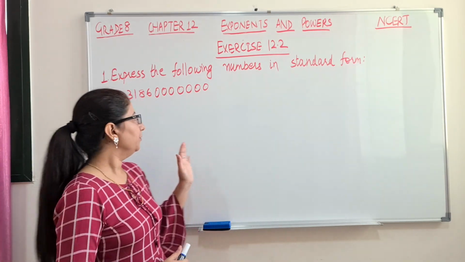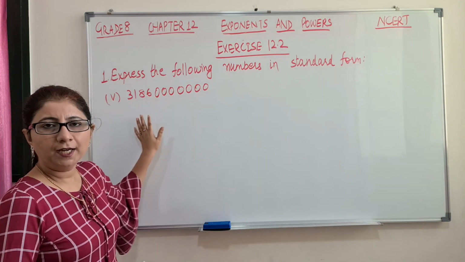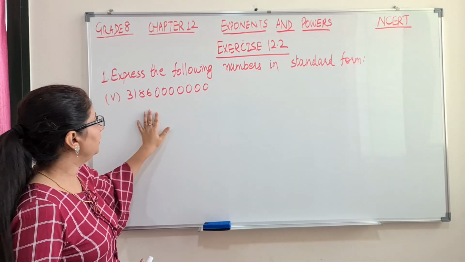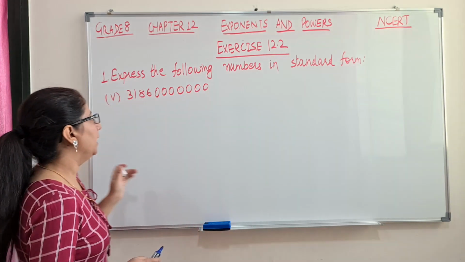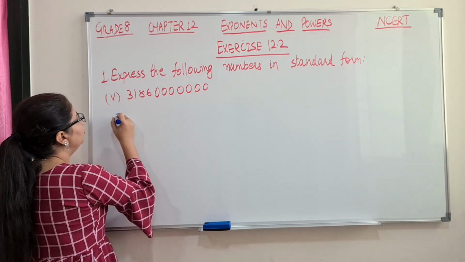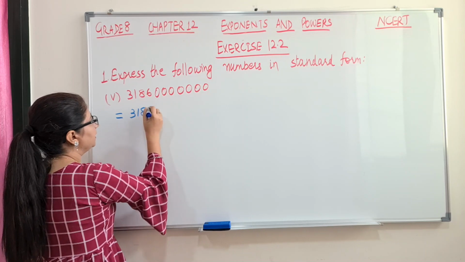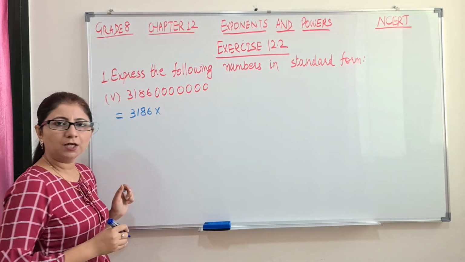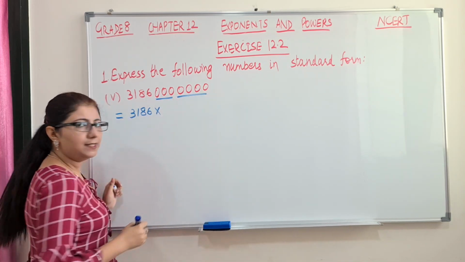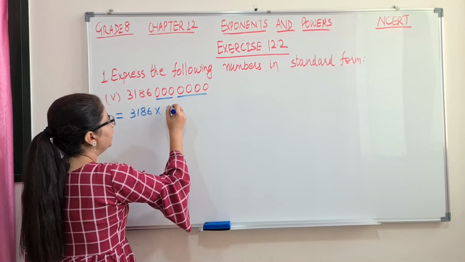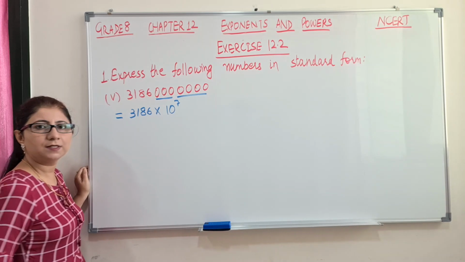So in the last part of the question, again we have a bigger number. So when we express this in standard form, we will have a positive exponent. So like we did in the third part, how we will do: 3, 1, 8, 6 as it is, and then we will count the number of zeros. So here it is 3 and 4, as 7. So we will write 10 raised to power 7.